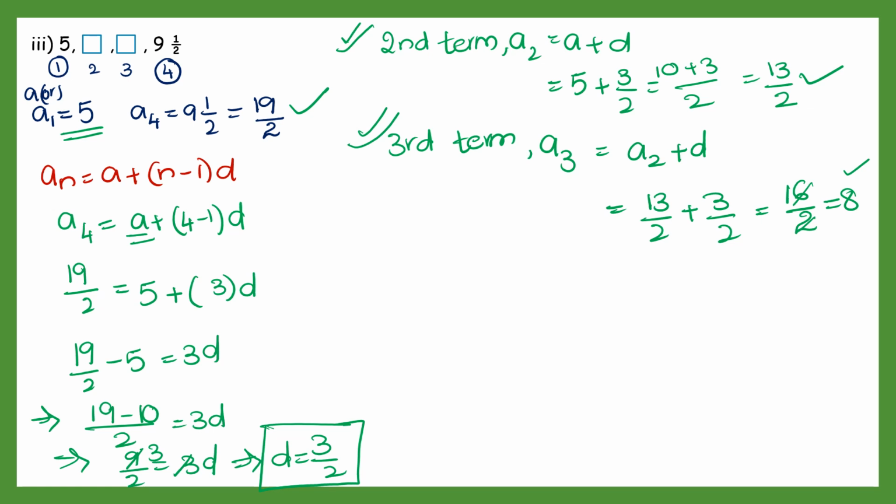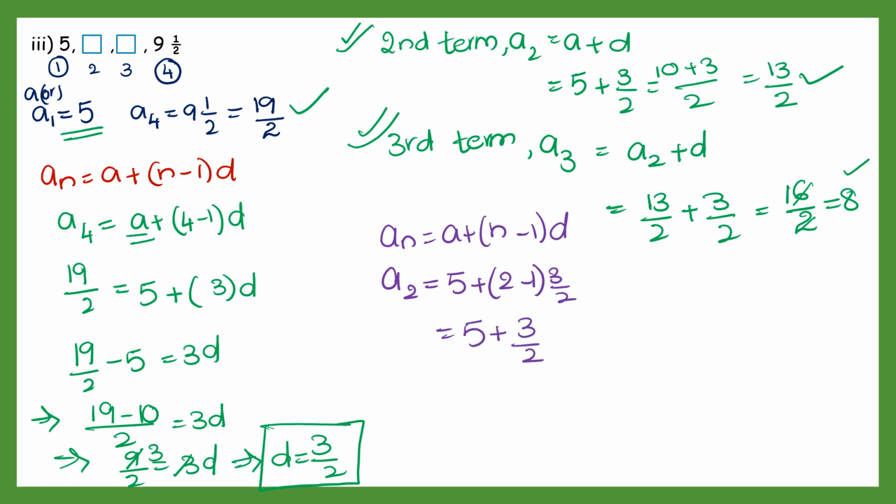Or you can do it in another way. How can you do it? We know the formula, right? An is equal to a plus n minus 1 into d. To find the second term, you can write a2 is equal to a, the first term, that is 5, plus 2 minus 1 into the common difference, which is 3 by 2. So 5 plus 2 minus 1 is 1. 5 plus 3 by 2. LCM is 2. You get 10 plus 3, 13 by 2. In this way also you got the same answer.